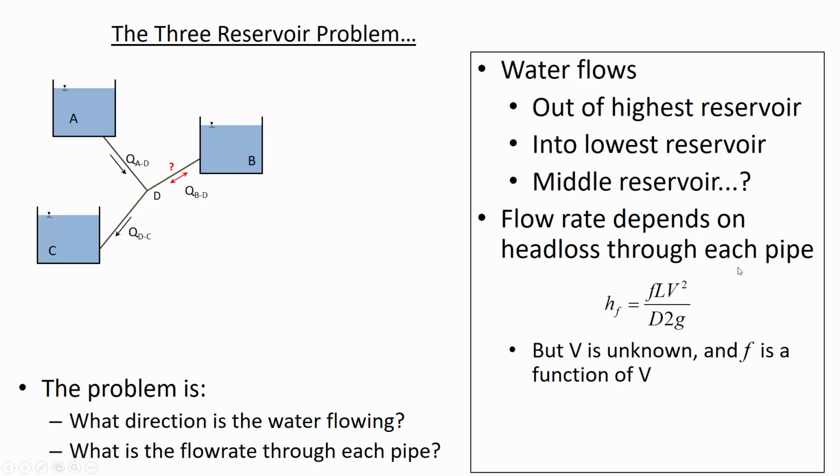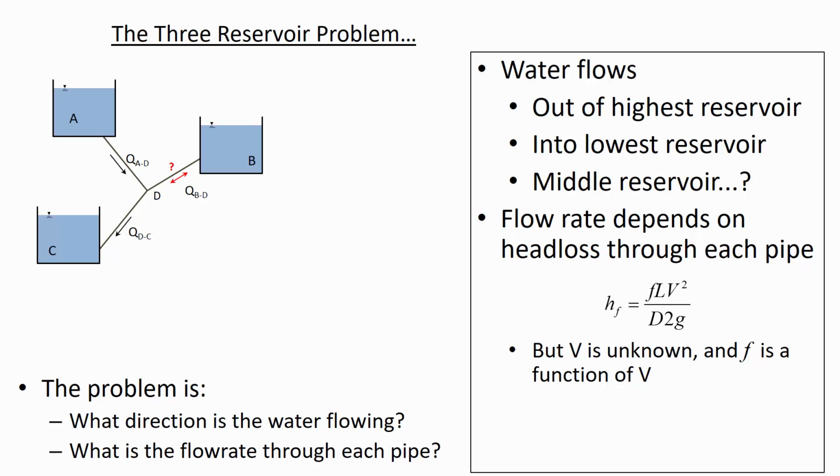The trick here, though, is we don't know exactly what the velocity is. And so we can't calculate how much head loss there is unless we know the velocity. And F depends on the Reynolds number, which depends on the velocity. So this is going to be another one of those circumstances where we have to make a guess and iterate, fix our guess, iterate again, and so on, in order to find out what the flow rate through the pipes is.